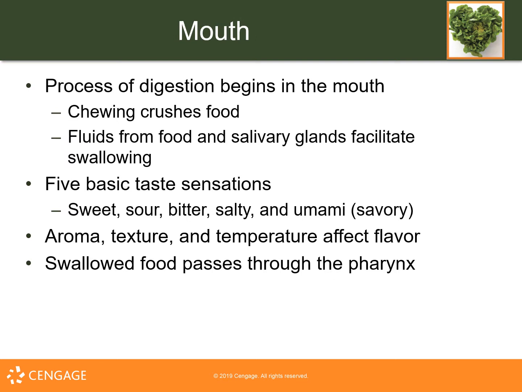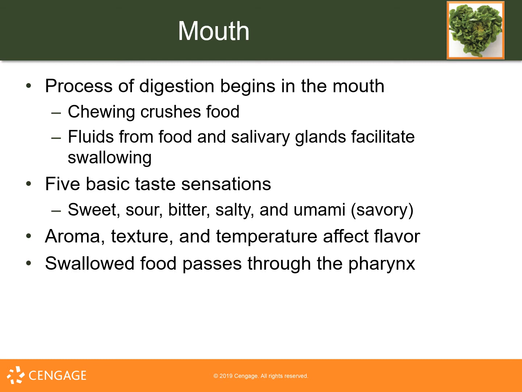The process of digestion begins in the mouth. Chewing crushes your food. So this is an example of that manual breakdown or mechanical digestion. Fluids from food and salivary glands facilitate swallowing. So you have saliva that mixes with your food. It helps allow for taste and softens it for ease of swallowing.